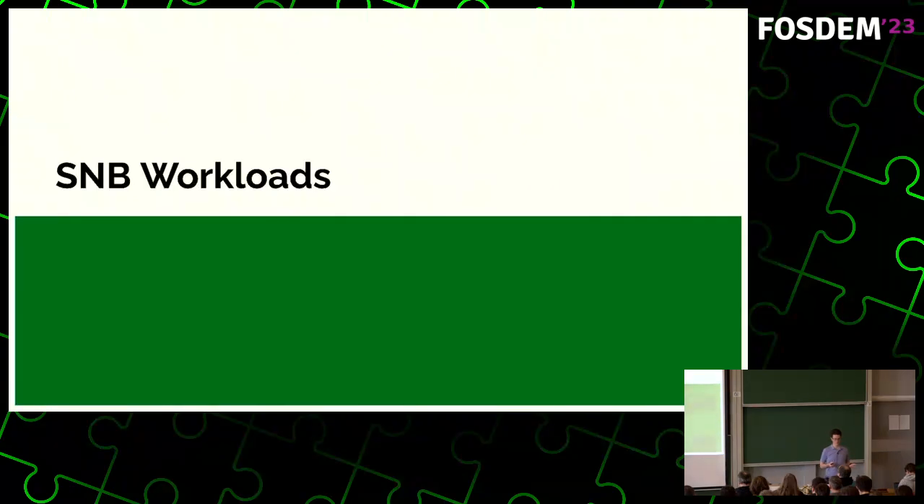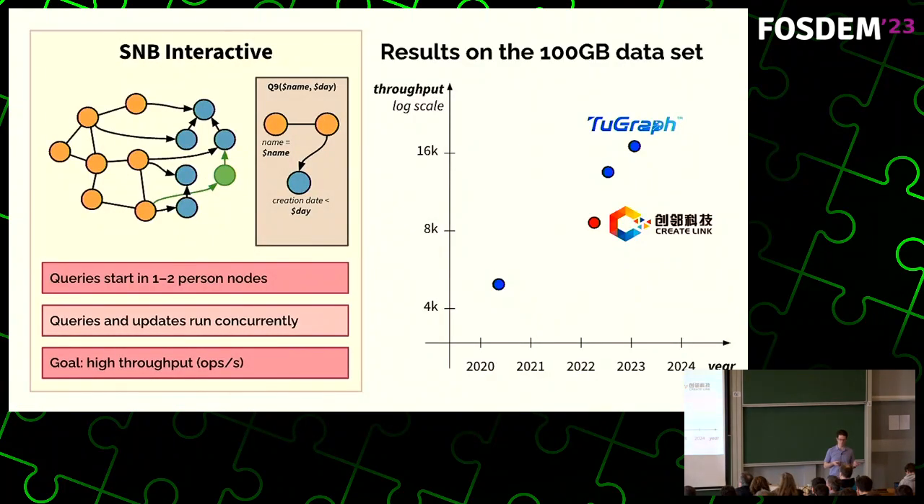So the social network benchmark has multiple workloads to cover the diverse challenges that are created by graph workloads. The first one, the older one, is the social network benchmark interactive workload.